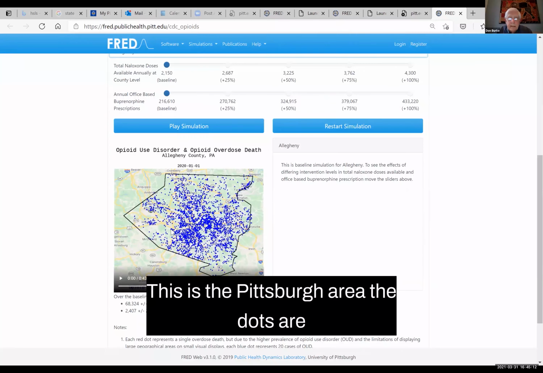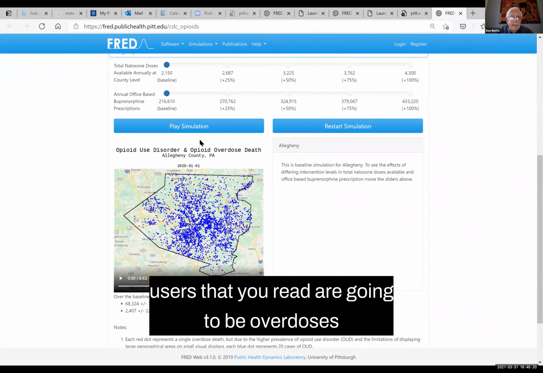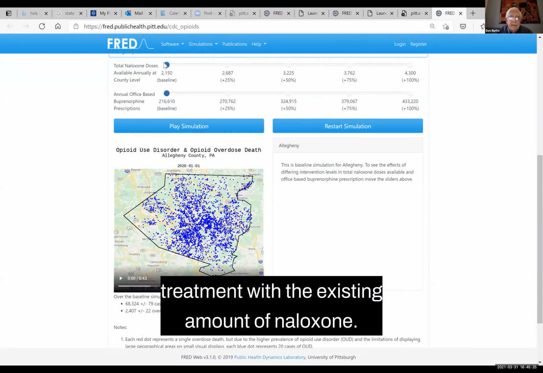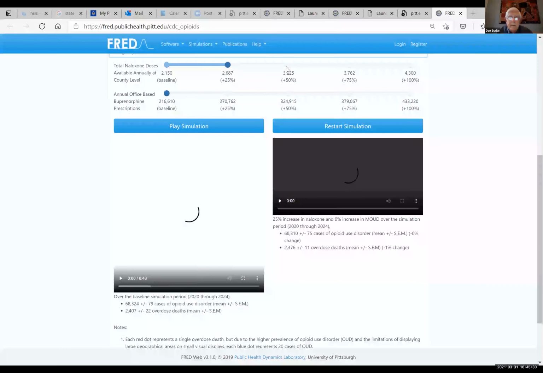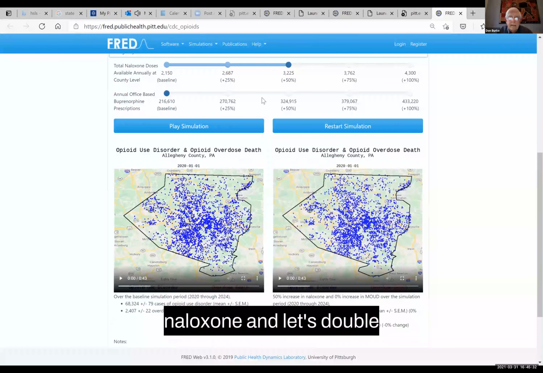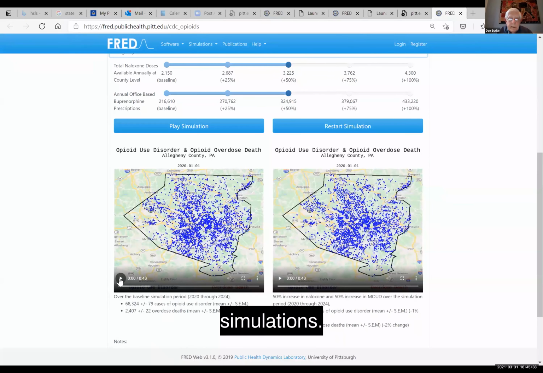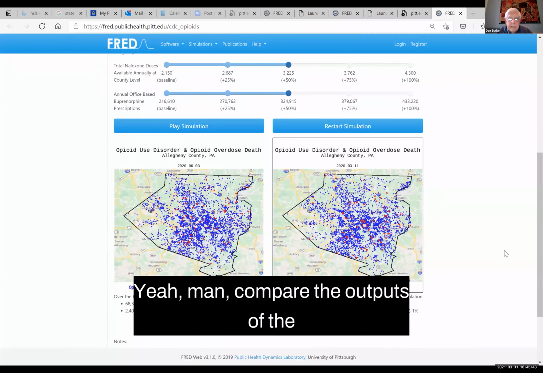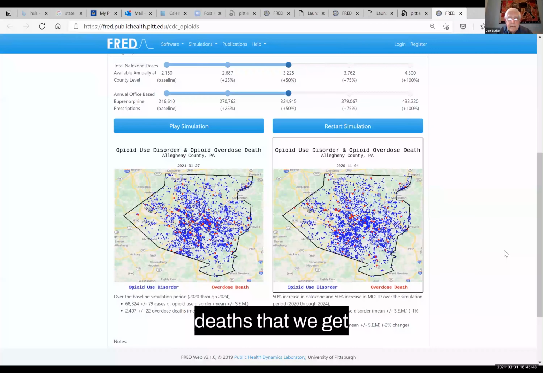some agent simulation. This is the Pittsburgh area. The dots are individual users. The red are going to be overdoses. And let's compare treatment with the existing amount of naloxone, but let's double the amount of naloxone, and let's double the amount of treatment sites, and then we'll run the simulations and compare the outputs of the two, and the number of drug overdoses and overdose deaths that we get.